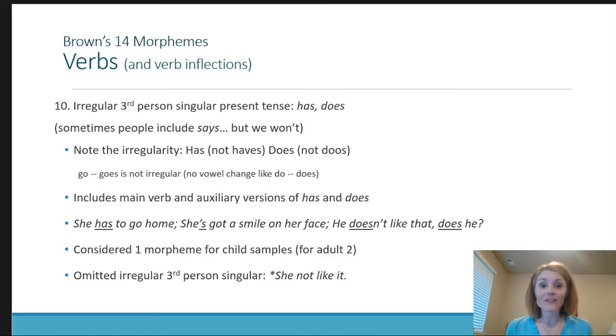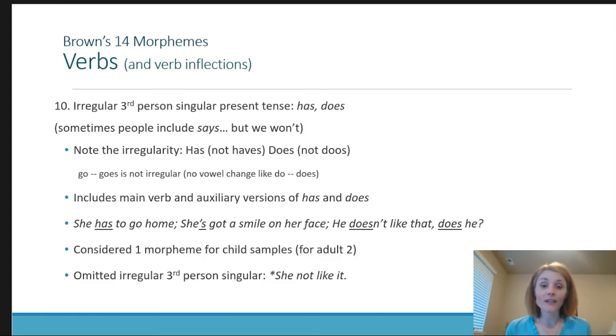And the third person irregular is included on the main and auxiliary versions of to have and to do. So this would include she has to go home. That would be a main verb, have. Or she has got a smile on her face. That would be an auxiliary form of the verb have. And notice this can be contracted. So instead of she has got a smile on her face, you could say she's got a smile on her face. But you want to be careful not to confuse this with the contracted to be verb. So it's not she is got a smile on her face, it's she has got a smile on her face.